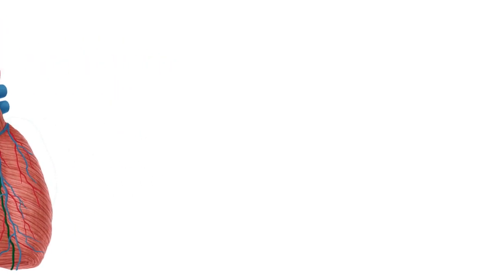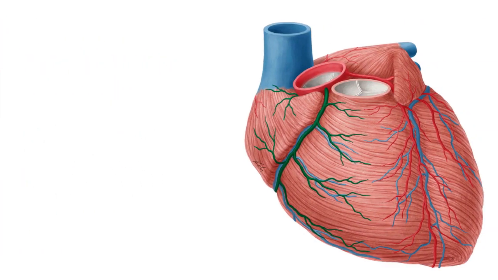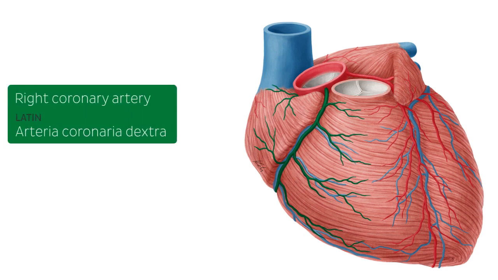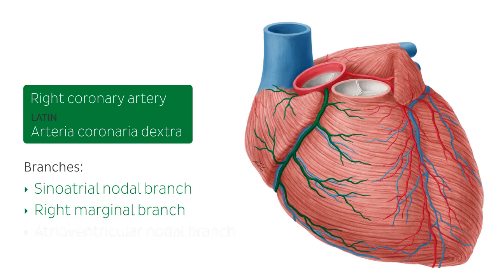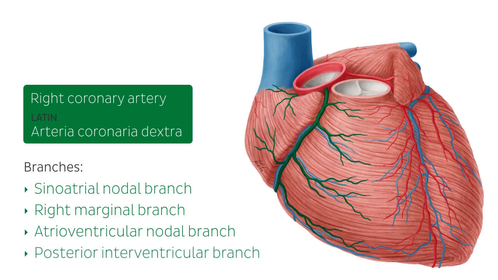We are going to move on and talk about this artery that we're seeing highlighted here, which I talked about before on a previous slide. This one is known as the right coronary artery. This artery arises from the right aortic sinus. It passes through the right atrioventricular groove, as you can see here. Now, during its course, the right coronary artery will be giving off different branches: the sinoatrial nodal branch, the right marginal branch, the atrioventricular nodal branch, and the posterior interventricular branch.